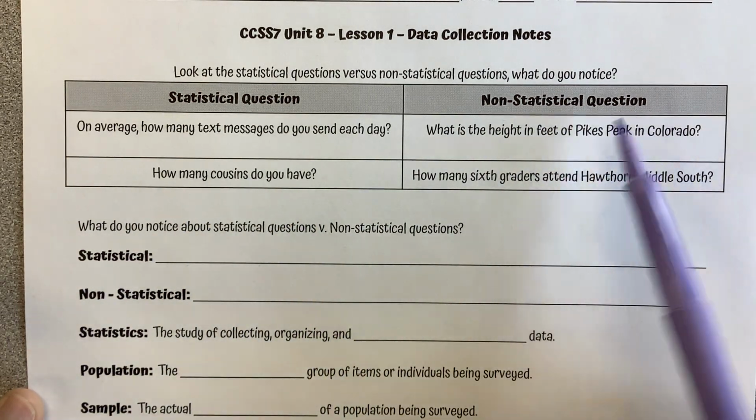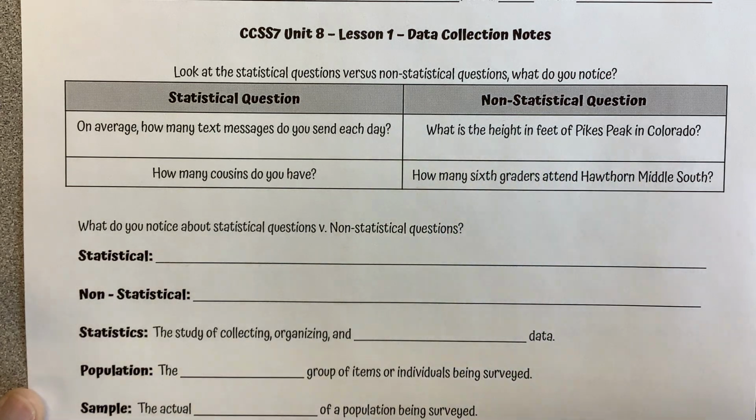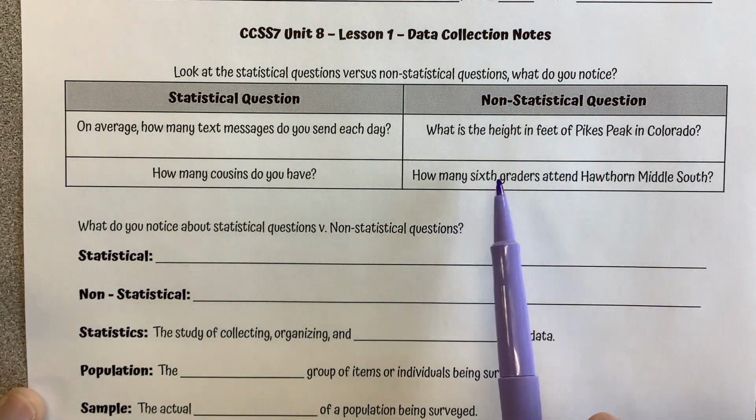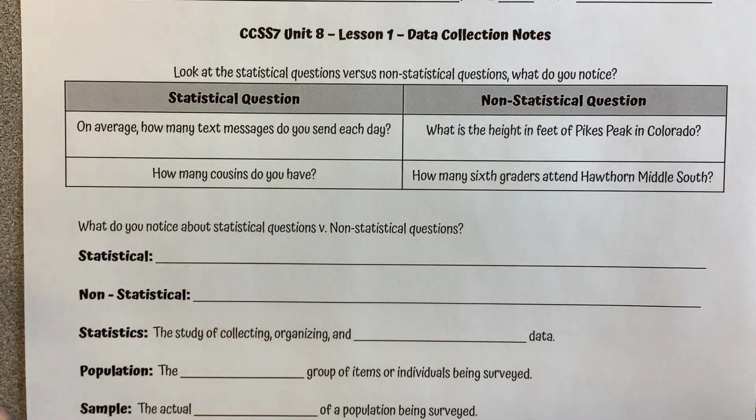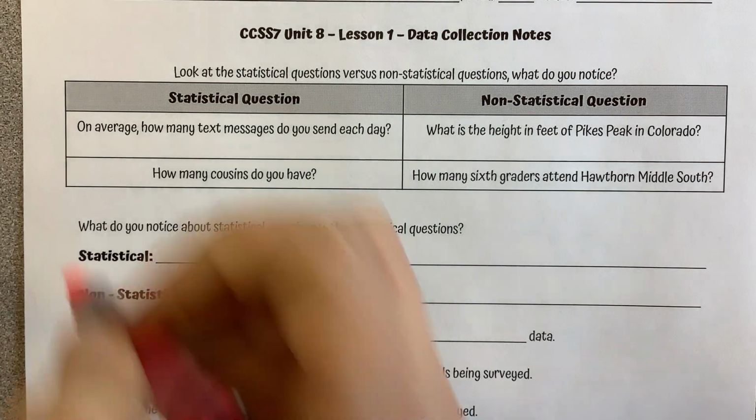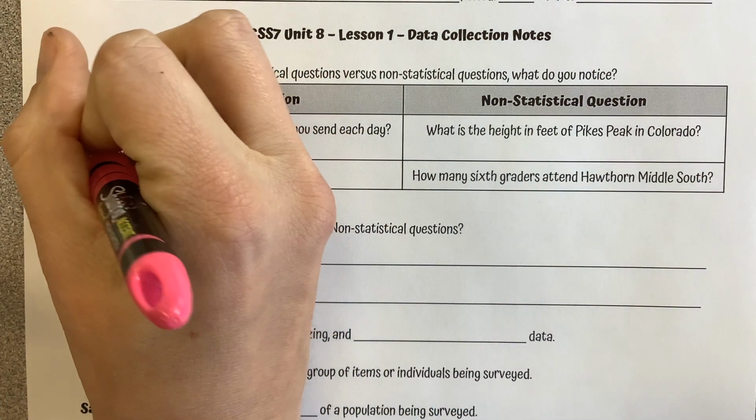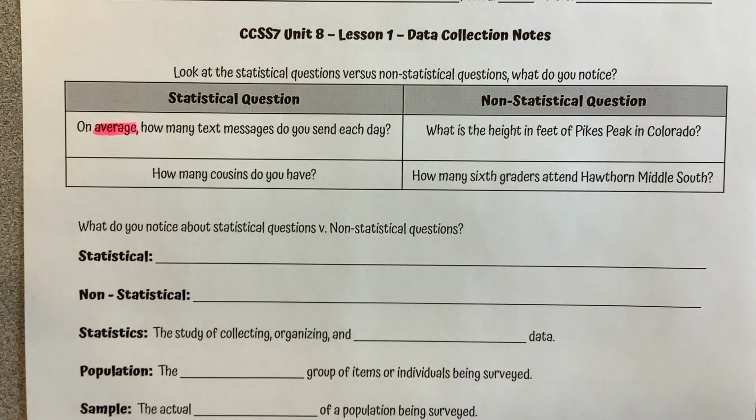The non-statistical examples, what is the height in feet of Pikes Peak in Colorado? How many 6th graders attend Hawthorne Middle South? So let's look at the difference between the 2. So first off, when I see on average, automatically I know that it's not necessarily an exact answer.